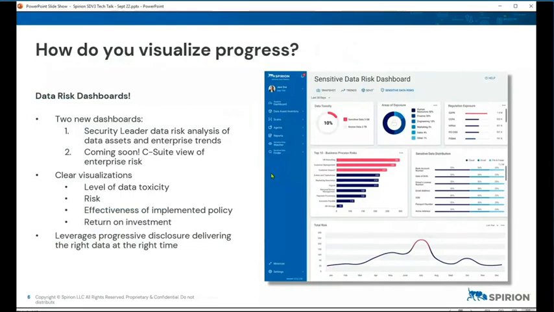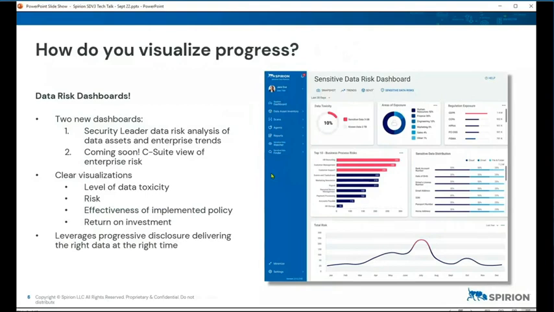Spirion is developing 2 new data risk dashboards. One of them is going to be a data risk analysis for assets and enterprise trends, and further along the roadmap, we'll have a C-suite view of enterprise risks. We want to solve these types of problems: understanding what your level of data toxicity is, what types of sensitive data you have, how much of it, and quantifying that with a level of risk.